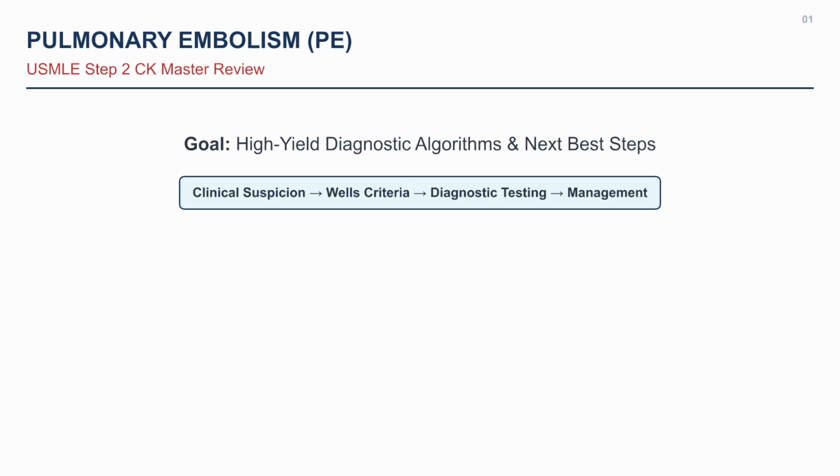Welcome to this high-yield review of pulmonary embolism for Step 2. Our goal is to master the diagnostic algorithms and identify the next best steps in management. By the end of this review, you should be able to confidently approach any PE question on your exam.